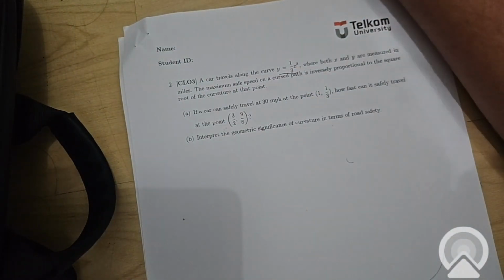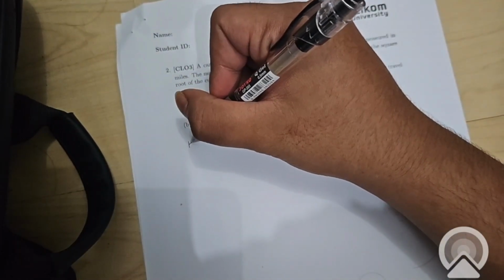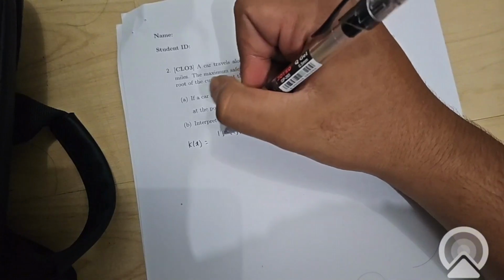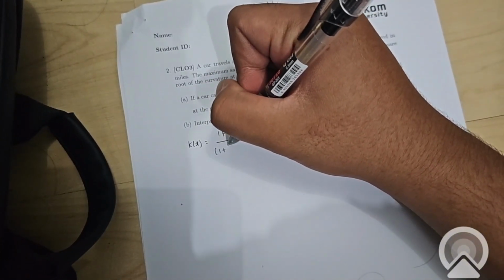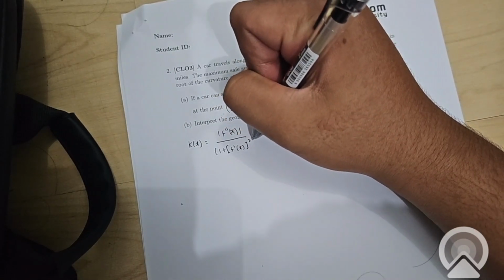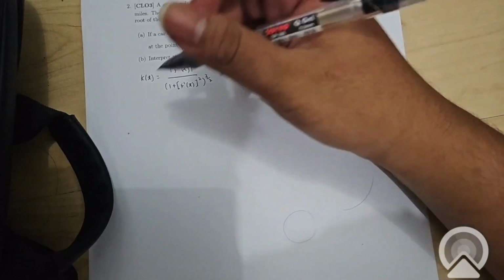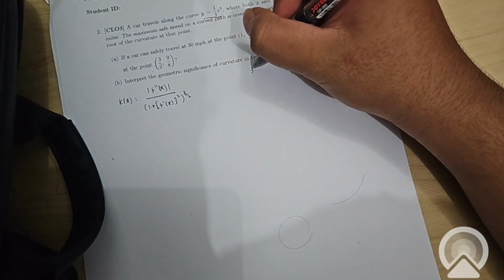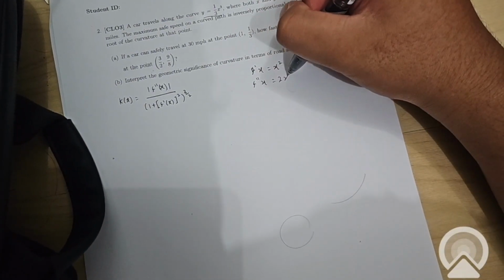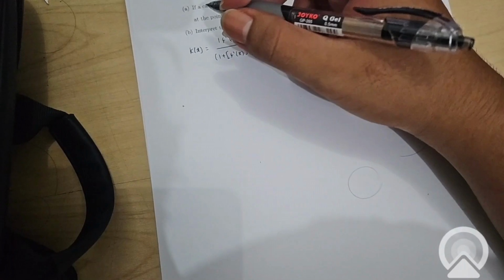So we will first find the curvature formula for y = f(x), which is κ(x) equal to f″(x) over (1 plus f′(x) squared) to the power of 3/2. And then we compute the derivative. f′(x) is equal to x squared, and f″(x) is equal to 2x. And then we compute the curvature at x equal to 1.